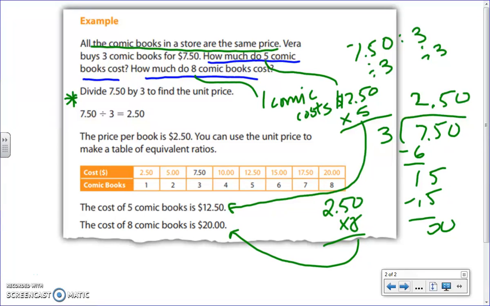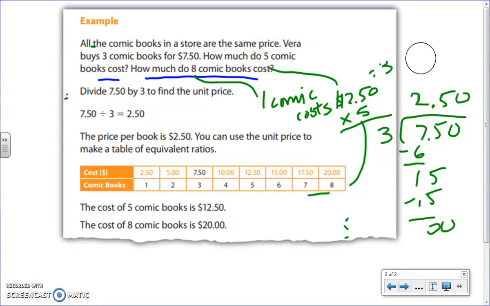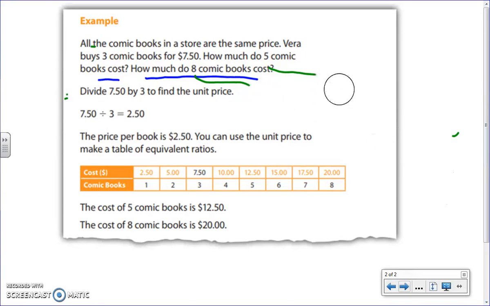But there's another way to do it as well, and that would be with a chart. Sometimes this is more helpful for some students. I might erase this whole thing here and make room for a chart. And so what I'm going to do is think about what the given information is. In this case, it says there's 3 comic books for $7.50. So I have my initial values lined up here.